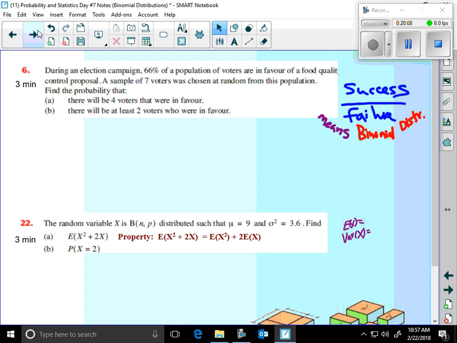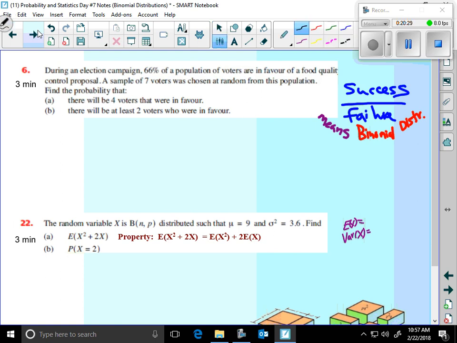Okay, during an election campaign, 66% of the population of voters are in favor of food quality control. Only 66%. A sample of 7 voters was chosen at random from this population. What is the probability that there will be 4 voters in favor? Exactly 4. So that tells me PDF.